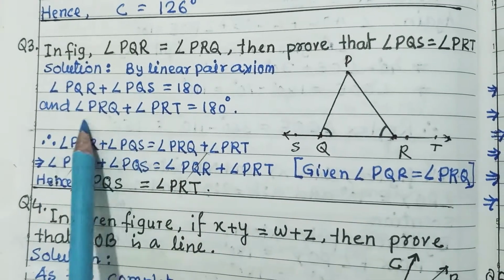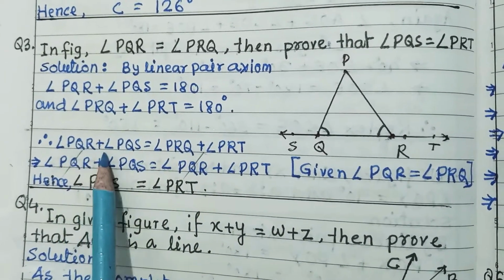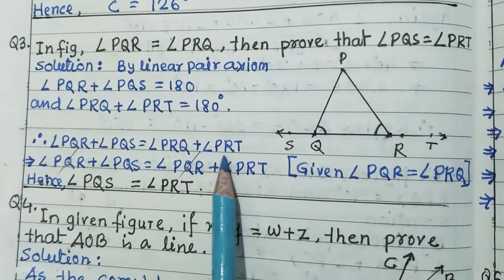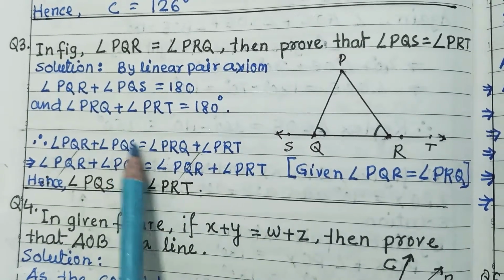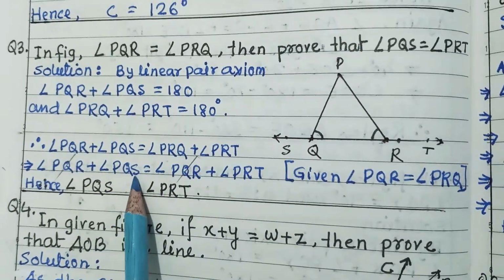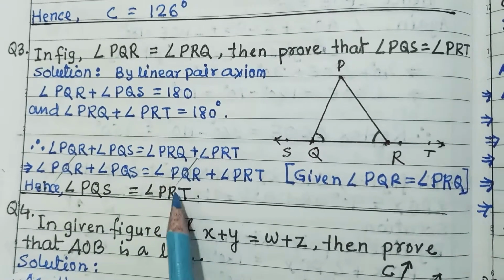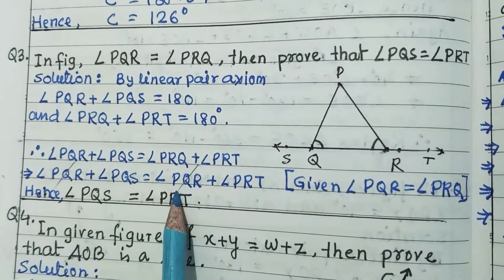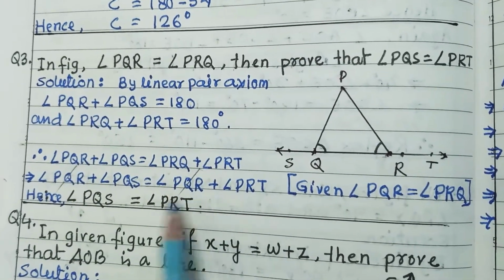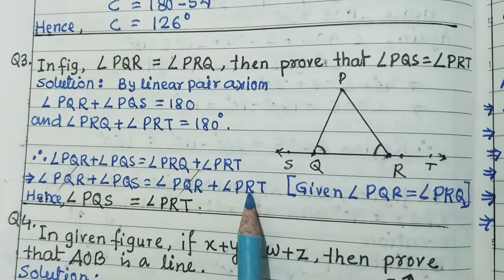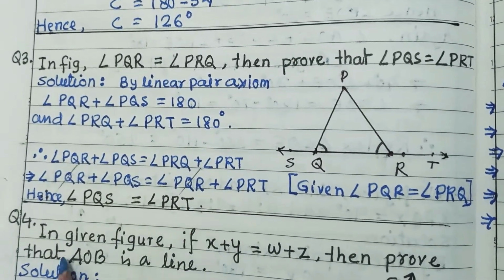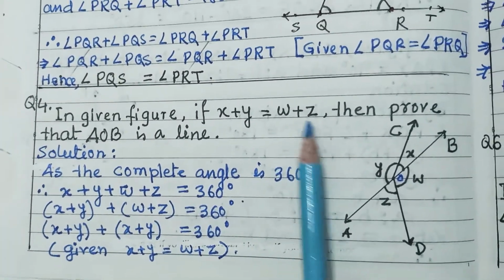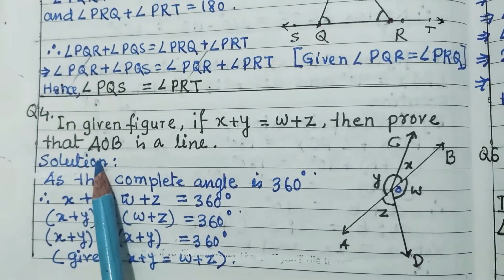Therefore this equals this. We can write angle PQR plus angle PQS is equal to angle PRQ plus angle PRT. Now as these two are equal, instead of PQR we can write PQR and PQR. These two will cancel. Now therefore PQS is equal to PRT. This is proved.